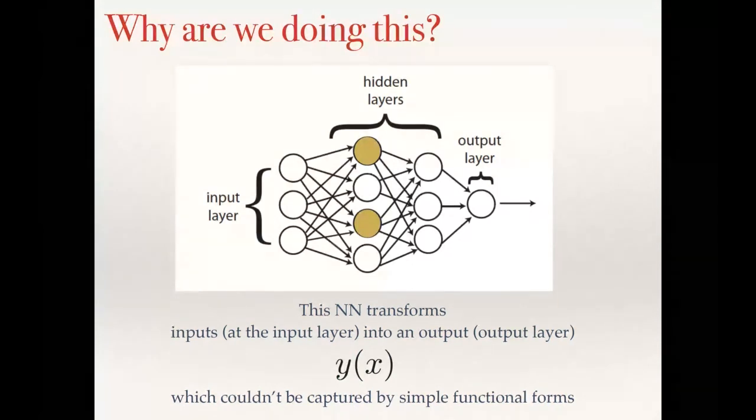It takes an input and an output and expresses many different possibilities that this functional dependence between these two could be, in a way that it couldn't be captured with some simple functional forms.